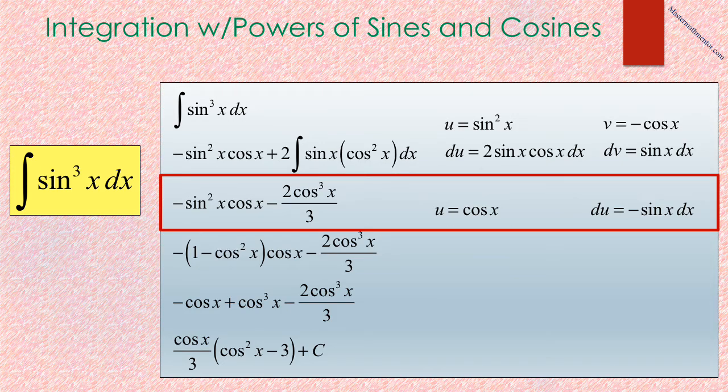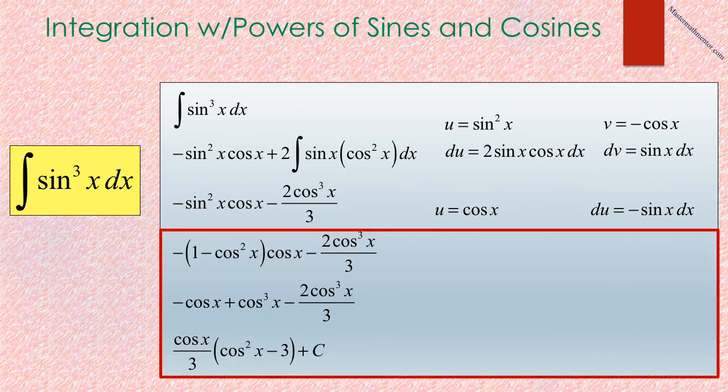We now use u substitution to find the integral. u is cosine of x, du is equal to negative sine of x dx. So our expression becomes negative sine squared of x cosine of x minus 2 cosine cubed of x over 3. That solution is sufficient, but usually we would prefer our answer with one trig function rather than two, and also in factored form. We can do that.